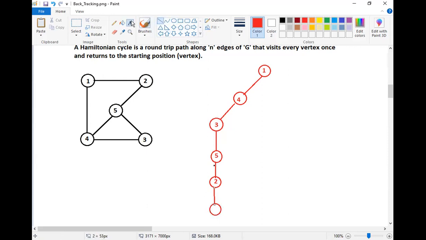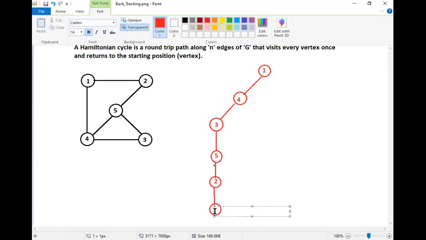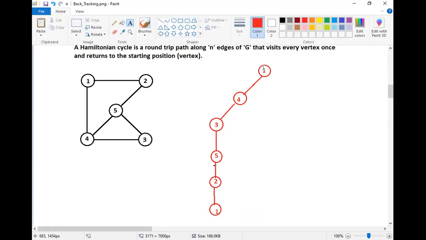Okay, will this give me a Hamiltonian cycle path? First one, root node and the leaf node, are they same? Yes. Are there any duplicate values in middle? No. That means this is a Hamiltonian cycle. Okay. Now, suppose if I want to know if there exist any more Hamiltonian cycle, what I need to do?